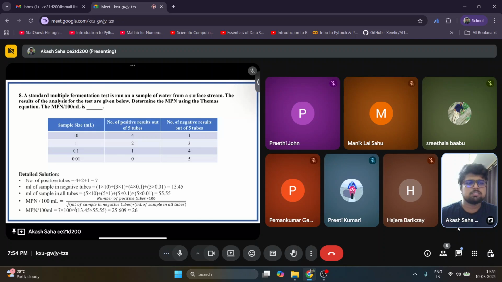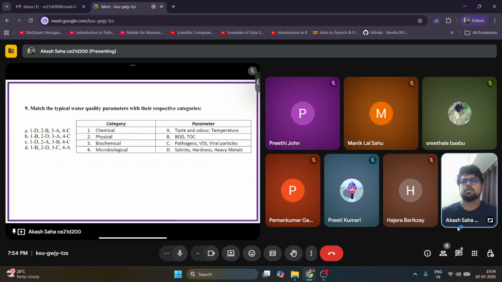Okay. Let's move forward. I hope this is clear to all of you. Match the typical water quality parameters with their respective categories. We have chemical, physical, biochemical, and microbiological. So this is very easy. You can answer.